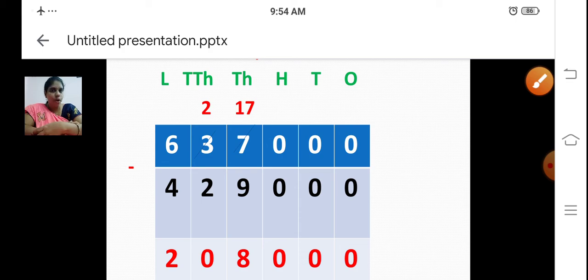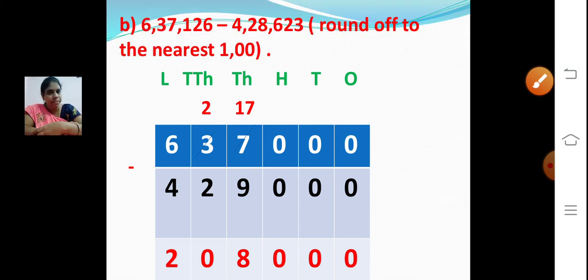So you all know to round off the numbers, right? First round off the numbers to the nearest tens, hundreds or thousands and then subtract, right?